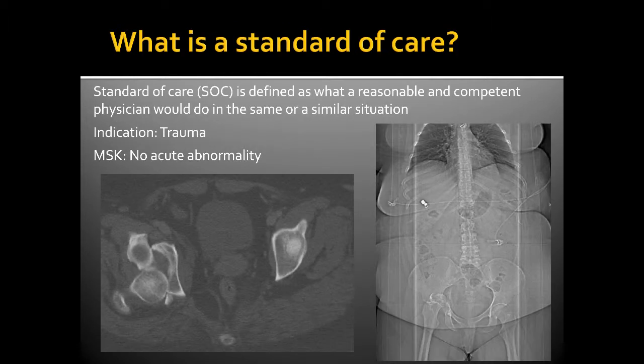Standard of care is defined as what a reasonable and competent physician would do in the same or a similar situation. As an example, this is a CT done in a patient for trauma. The interpretation for the musculoskeletal section is no acute abnormality. However, when you look at the scout on the right and the CT images on the left, you see that there is an obvious fracture dislocation of the right hip joint. A reasonable and competent radiologist would identify this finding, and this is a failure in standard of care.